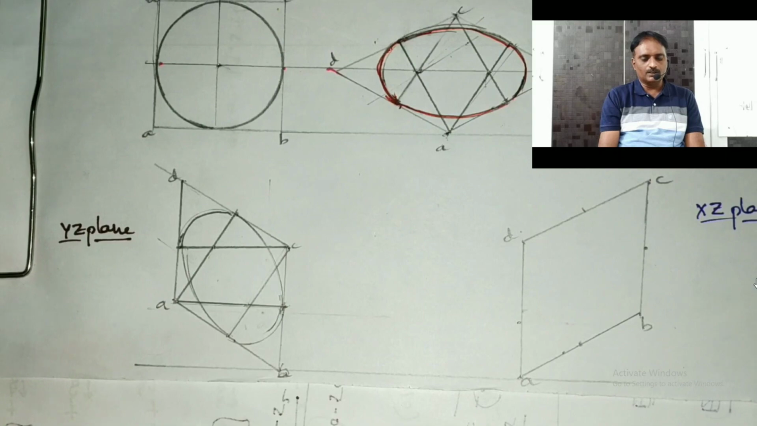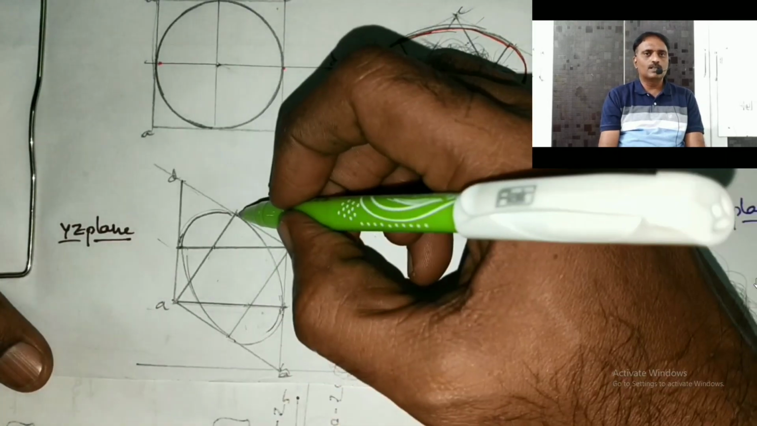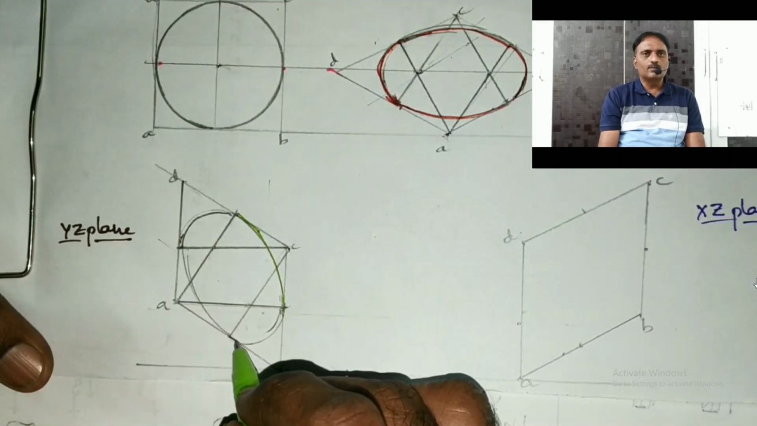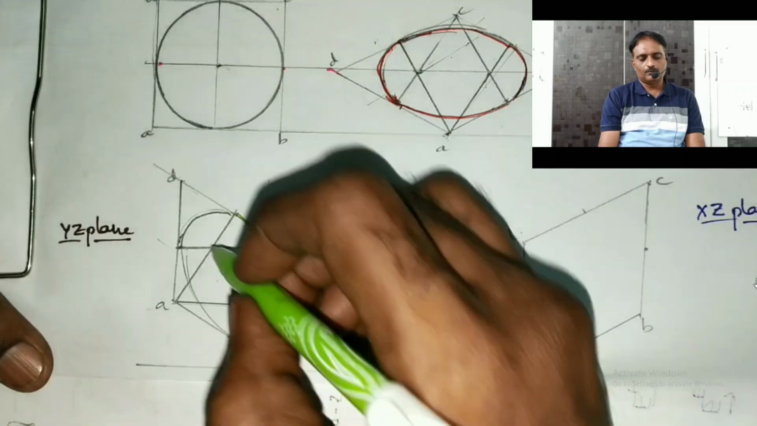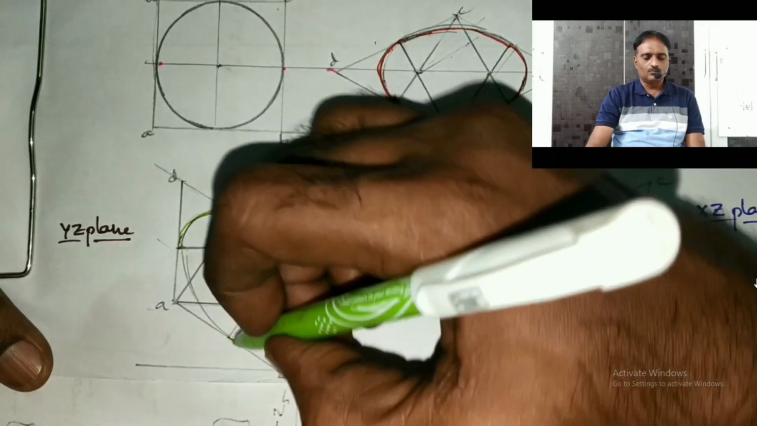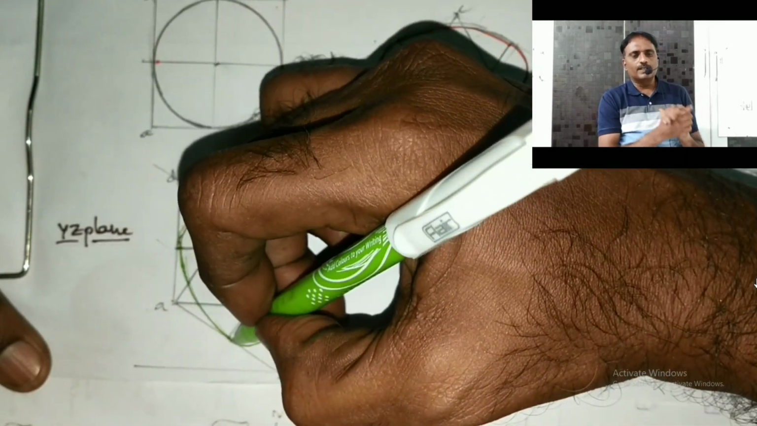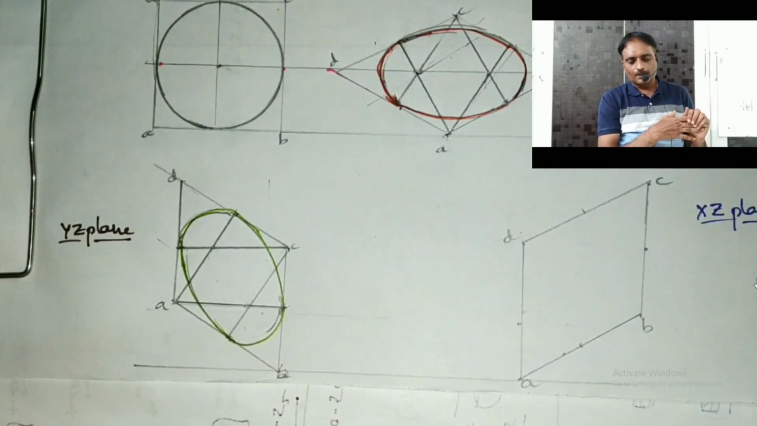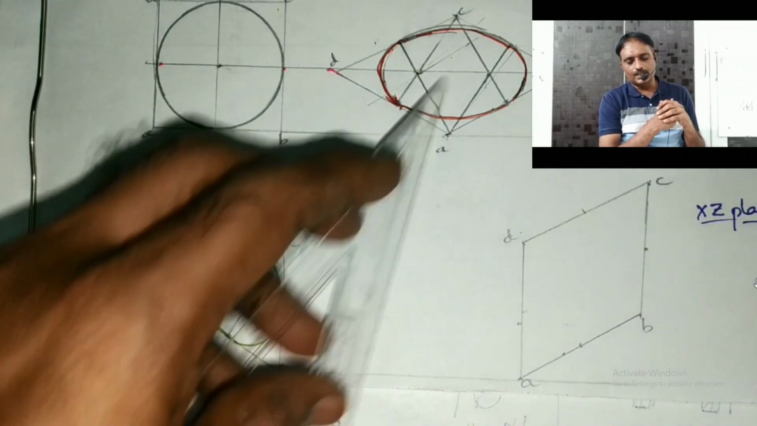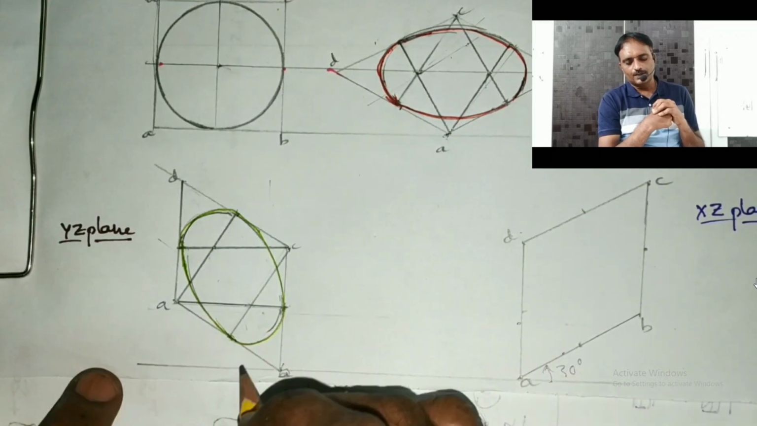So let me dark this ellipse part only. So this is how the circle will be shown in the YZ plane. Next, let us consider the XZ plane here. Okay, here we have to consider the angles also, like that.